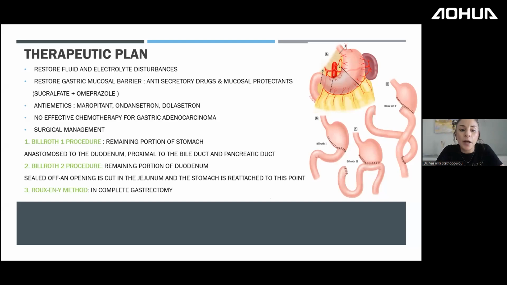So we have the Billroth 1 procedure, and you see here that there is a remaining portion of the stomach that is anastomosed to the duodenum, proximal to the bile duct and the pancreatic duct. The Billroth 2 procedure is different, and the Roux-en-Y method is a complete gastrectomy. The prognosis is very poor for these patients. This dog was euthanized. Actually, none of the procedures were followed.